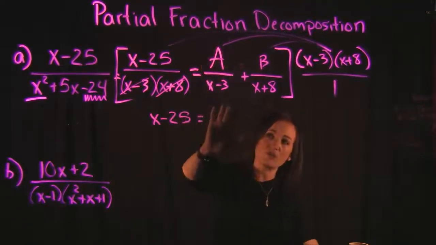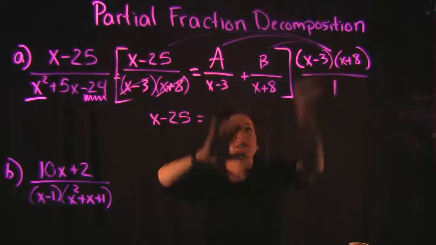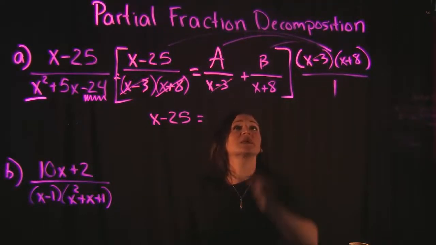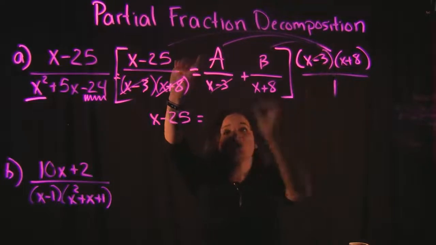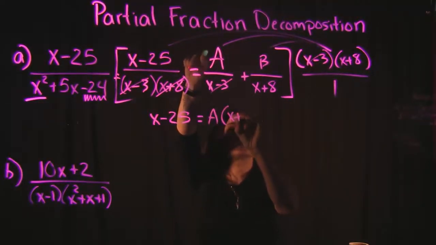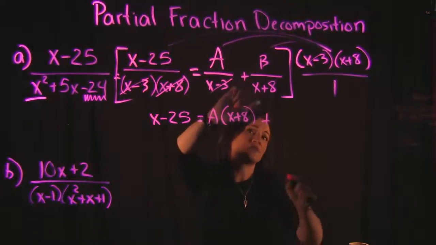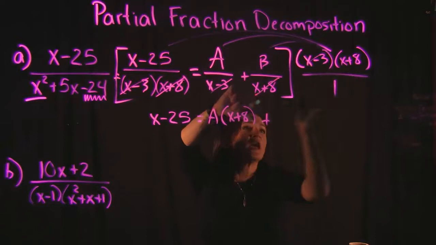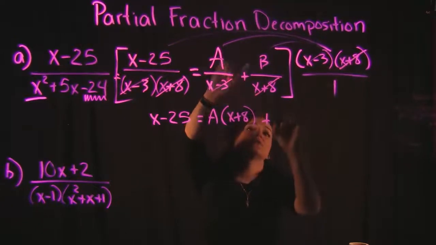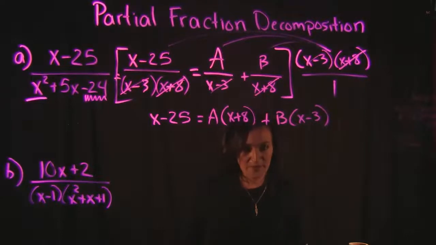For our middle multiplication that we have here, the a over x minus 3 times this, the x minus 3's are going to cancel, leaving us with this a times this x plus 8. Plus b over x plus 8 times this. The x plus 8's are going to cancel, leaving me with b times x minus 3.